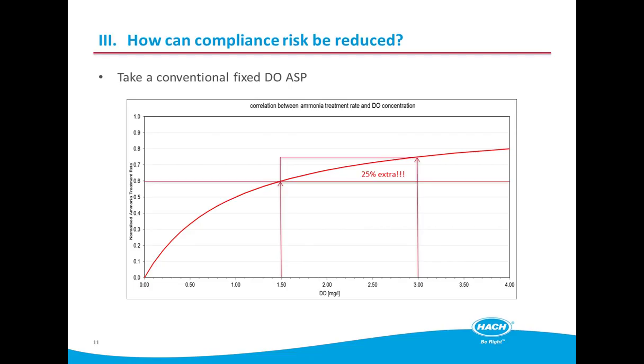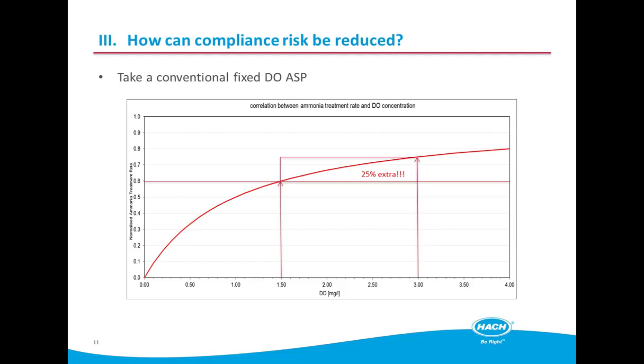To illustrate the point, here's a graph of ammonia treatment rate versus dissolved oxygen concentration. It's normalized against DO at saturation point. So if we take the first line at 1.5 milligrams per litre, increasing the DO set point from this 1.5 level up to 3 milligrams per litre can increase the plant's treatment capacity by 25%.